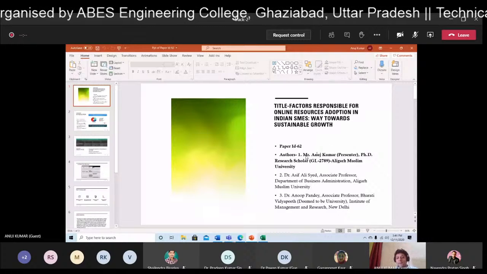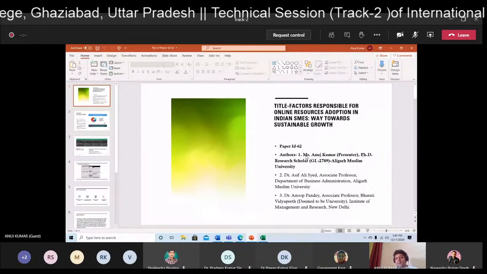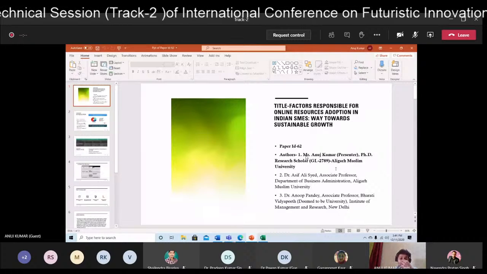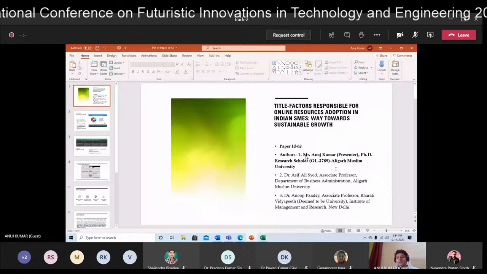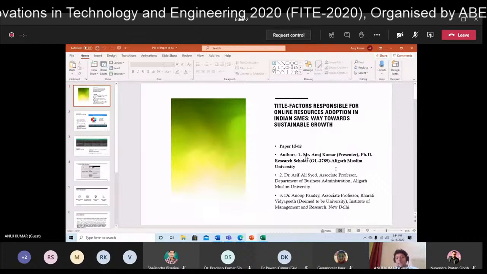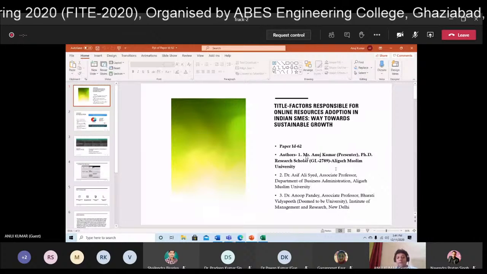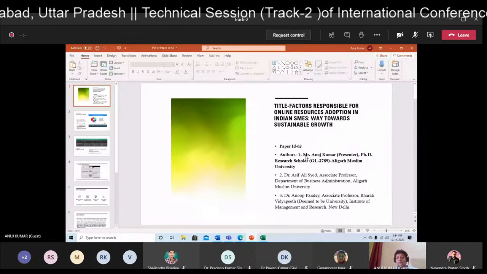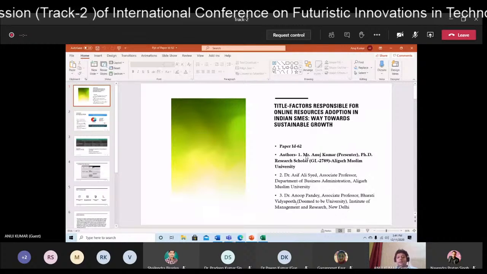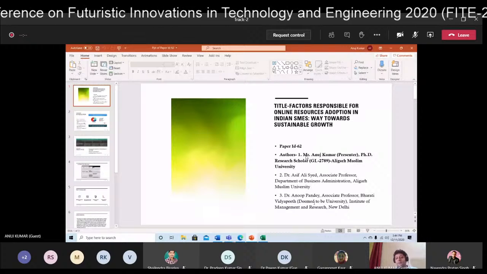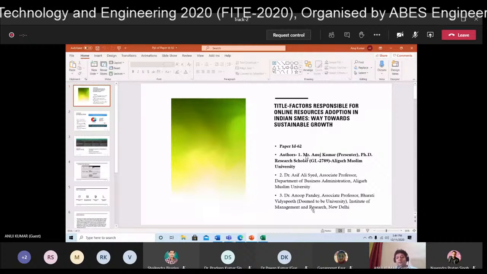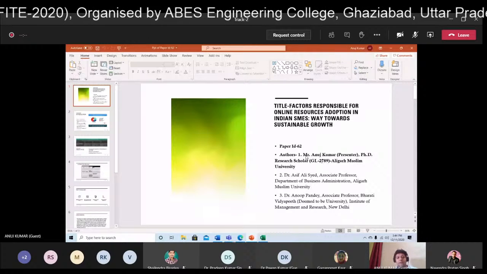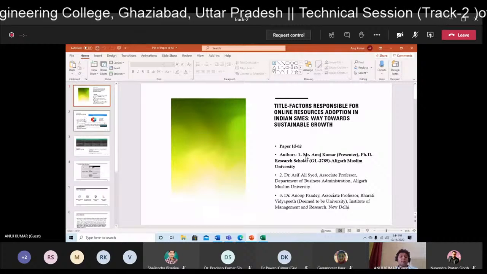The authors for this paper: I myself am the presenter, a PhD scholar at Aligarh Muslim University. Along with that, I'm also an assistant professor at Bharati Vidyapeeth Institute of Management and Research, Navi Mumbai. And along with me, the co-authors are Dr. Asif Ali Sayyed, associate professor, Aligarh Muslim University, and Dr. Anup Pandey, associate professor, Bharati Vidyapeeth Institute of Management Research, New Delhi. So today I'm presenting this paper. Let's move on to the first slide.